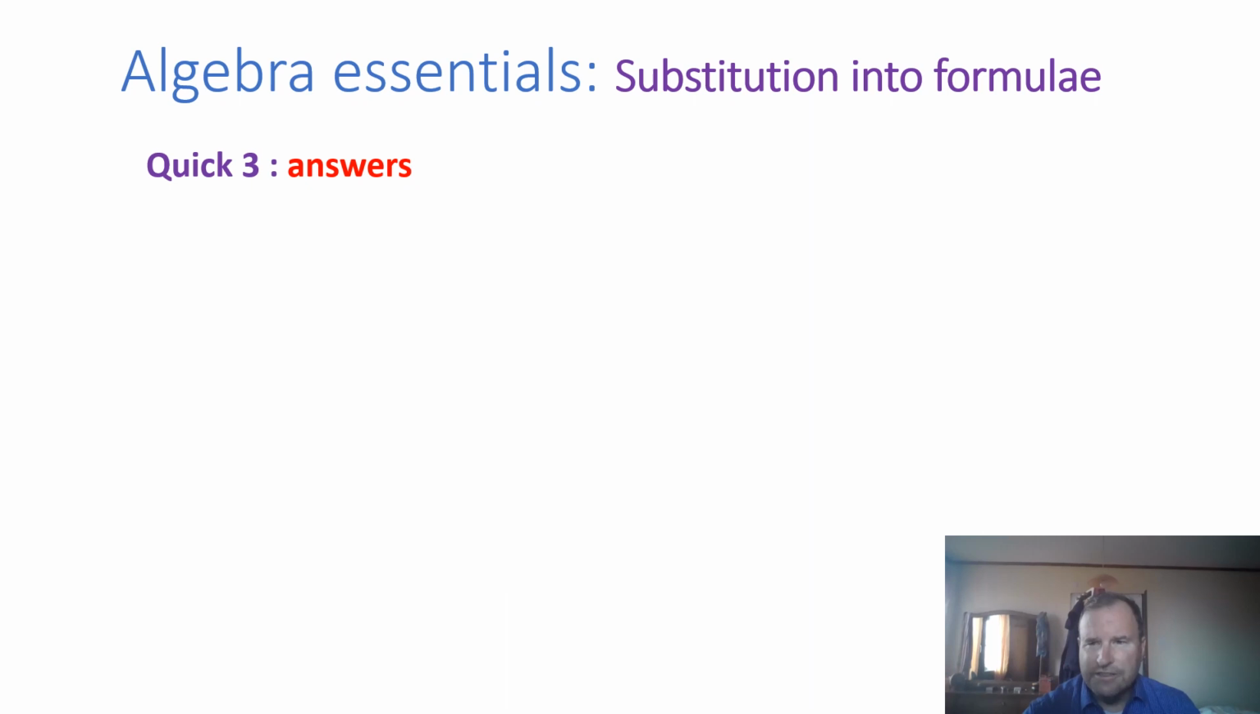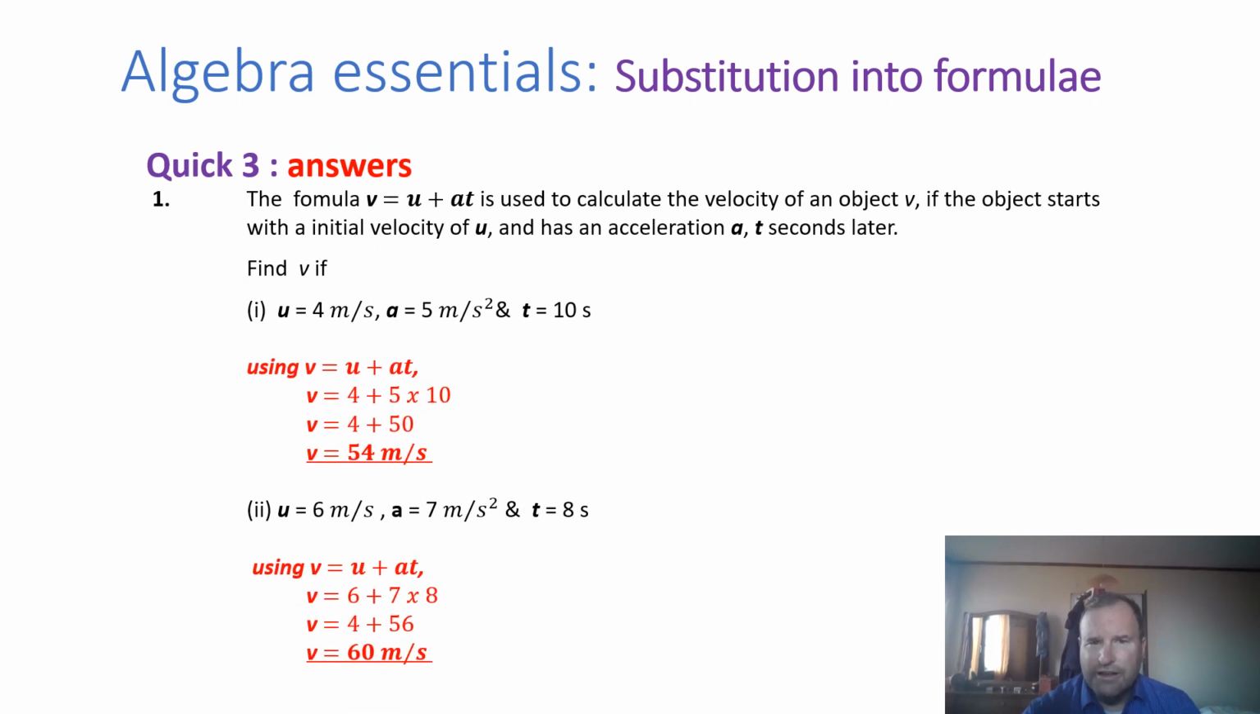Okay, here are the answers, the quick 3. Number 1, remember, you write down your formula, you show me your working, and the answer you should get is 54 meters per second. Make sure you have your units in and attain the maximum amount of marks. Substituting again, where u is 6, where a is 7, and then t is 8, the answer you get is 60 meters per second. Remember to put in your units there.